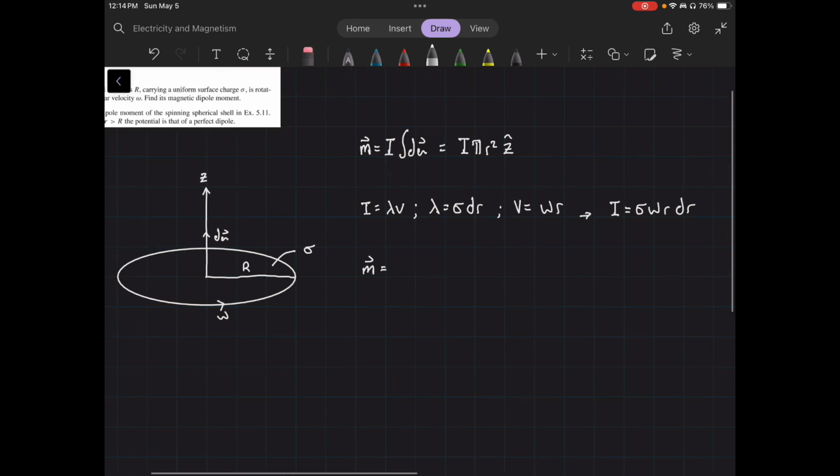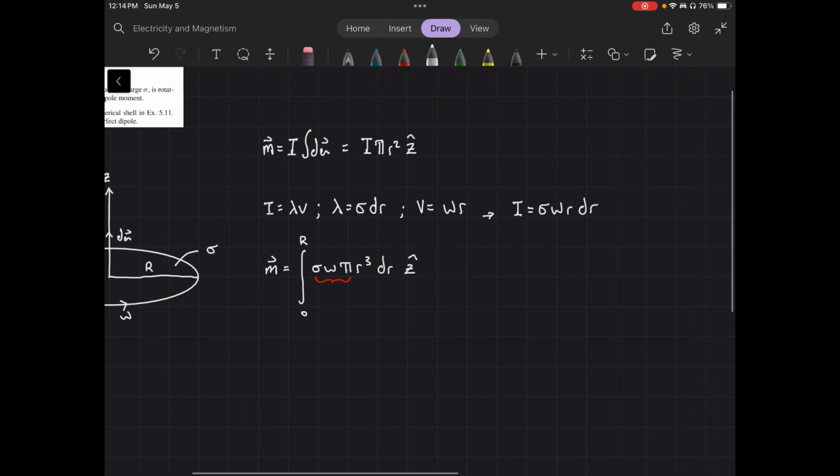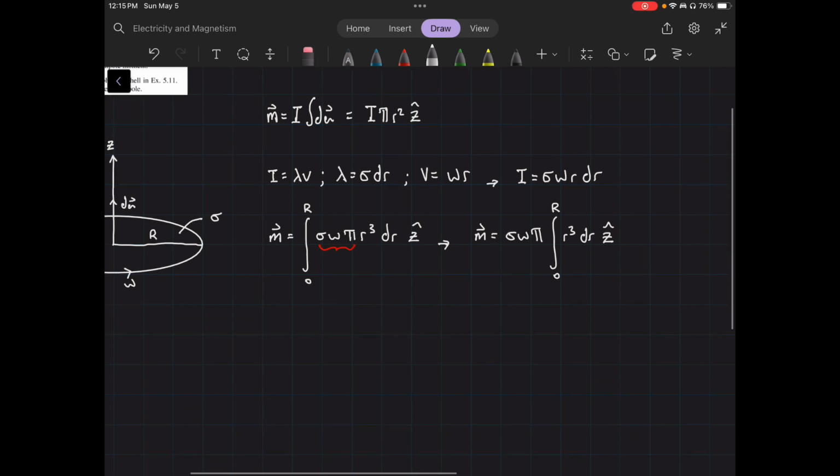So now with these two pieces, we can write the equation for our magnetic dipole moment equal to the integral from 0 to R of sigma omega pi times little r cubed dr, and that is in the z hat direction. These three terms, or that chunk right there, is constant, so we can just pull it out. So we get m is equal to sigma omega pi times the integral from 0 to R of r cubed dr in the z hat direction, which is a pretty straightforward integral.